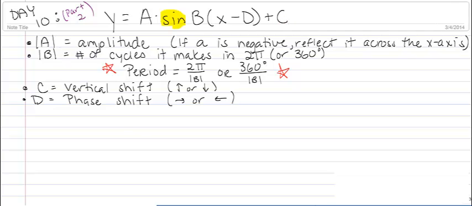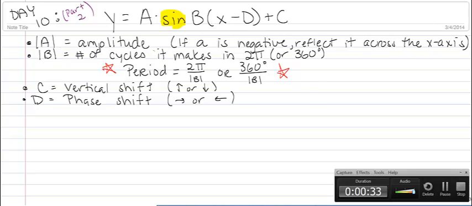The absolute value of A is the amplitude, so it tells you basically how tall the graph is. The absolute value of this B here is the number of cycles it makes. So depending on if I give you radians or degrees, you use this for the period. Vertical shift up or down, that's what our C is out here. And then the phase shift is inside, right or left.